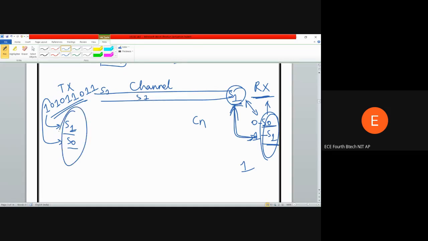you should select these two signals in such a way that these two are highly dissimilar. That is one of the important points that you are supposed to have. Highly dissimilar. What do you mean by this highly dissimilar? Highly dissimilar means we need to have Cn equals -1.